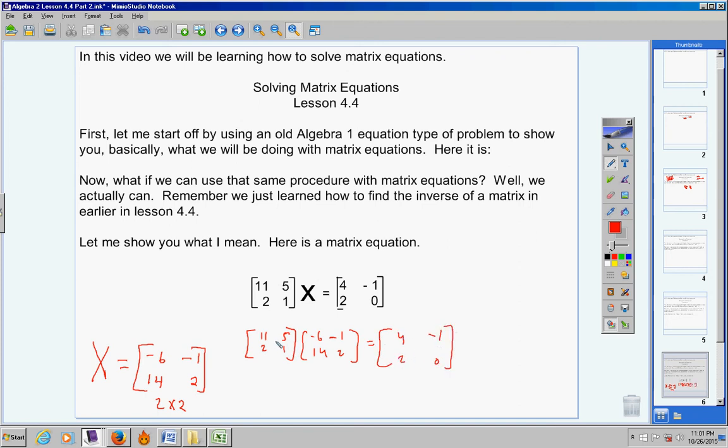And watch real quick. Negative 66, positive 70, that's 4. Negative 11, positive 10, that's negative 1. Now this row times this column. Negative 12, positive 14, 2. Negative 2, positive 2, 0. Booyah, okay? It works. And on a test or a quiz, you can check your answer by putting this back in and making sure you get out this right here.